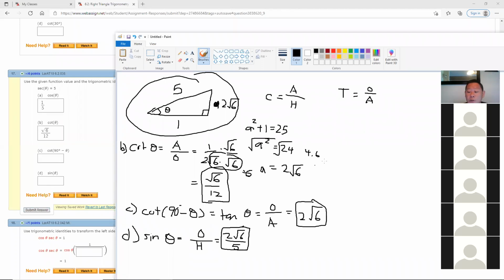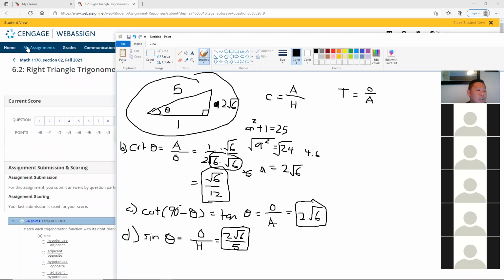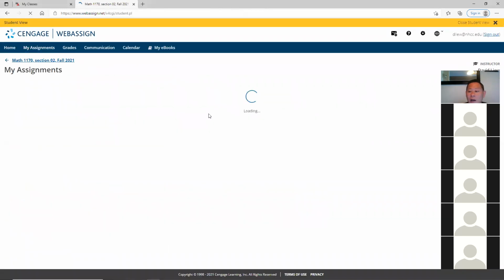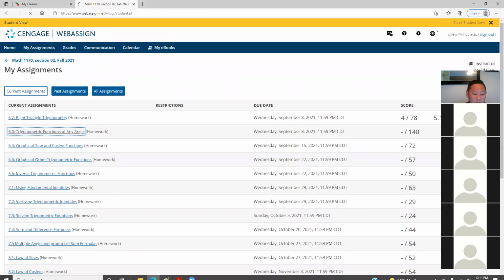So this is 6.2. If you have questions, do stay back after this Zoom and I can help you with it. I'm going to continue with 6.3 from here on. Beside question number 38, does anyone have any questions on 6.3?